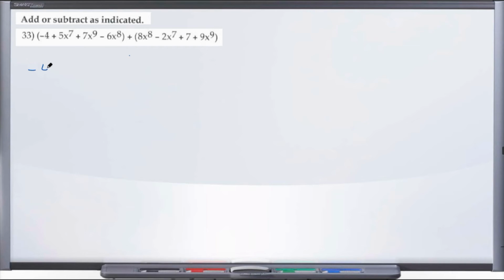And so that leaves us with minus 4 plus 5x to the 7th plus 7x to the 9th minus 6x to the 8th, and then plus, and now just get rid of the parentheses because we don't have to worry about changing the signs of anything. So whatever the sign is inside the set of parentheses is what it will remain. So 8x to the 8th minus 2x to the 7th plus 7 plus 9x to the 9th.